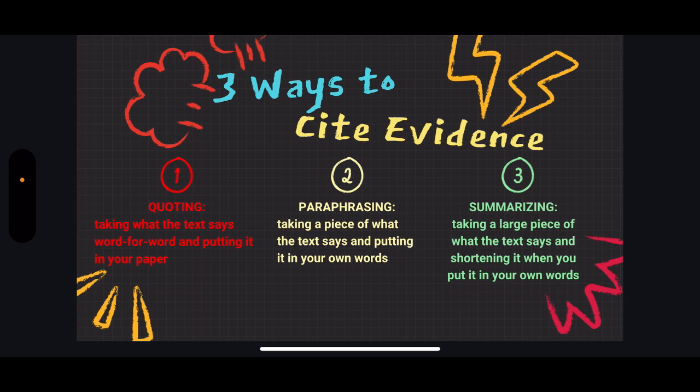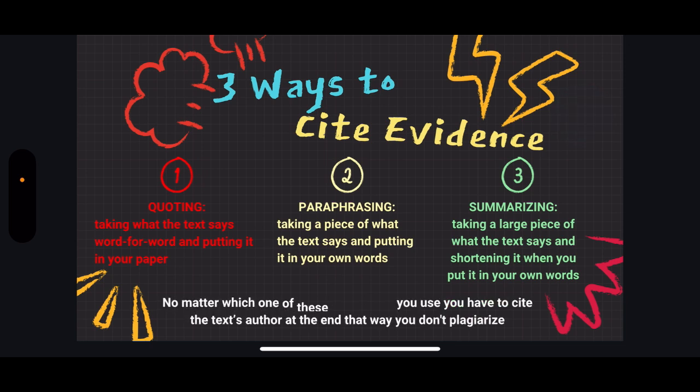For all 3 ways to cite evidence, we must always remember that we need to give credit to the author of the text by including what we call a text citation, because you don't want to plagiarize the text. Plagiarism is when you take somebody else's ideas, and quoting, paraphrasing, and summarizing the text is looking at the ideas of a different author. It's not your own thoughts, it's theirs, so you need to give them credit.